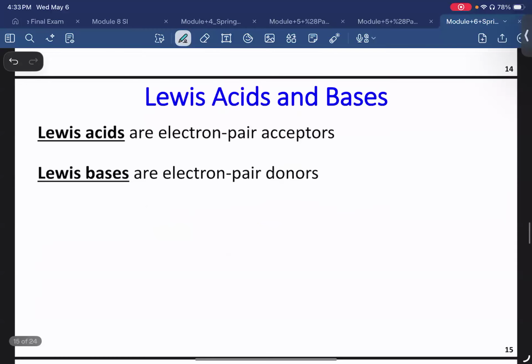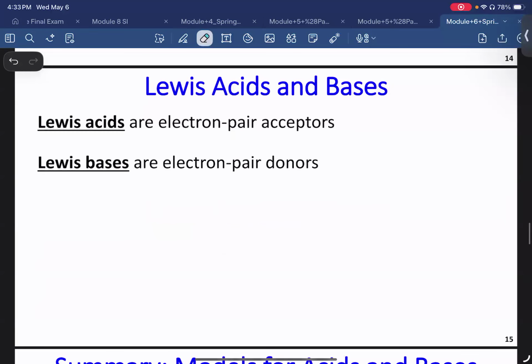And then Lewis acids and bases. This is a little bit of a different concept, so make sure you know these definitions and you're able to distinguish and identify molecules like that. Generally speaking, metals are going to be Lewis acids and anything else is going to be Lewis bases. So if you have a complex like cobalt and water, cobalt is clearly going to be the Lewis acid and water is going to be the Lewis base.